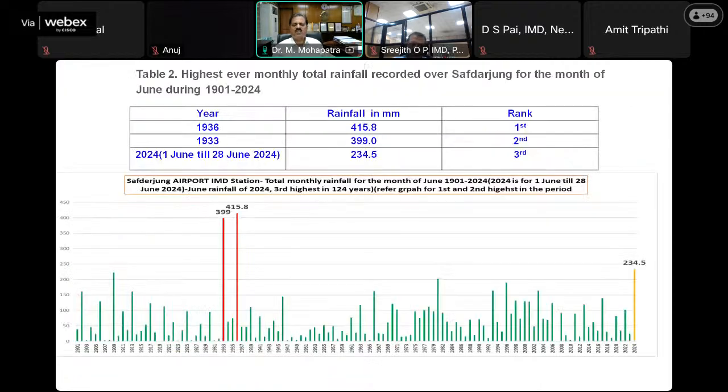Now, if I compare the total monthly rainfall of June during the period 1901 to 2024, of course the statistics are for 2 to 28 June, you will find that it is the third highest. The highest has been 415.8 millimeter in 1936, followed by 1933. And in 2024, so far up to 28 June, of course, I'm sorry, I have not put up to 30th June, it is 234.5.